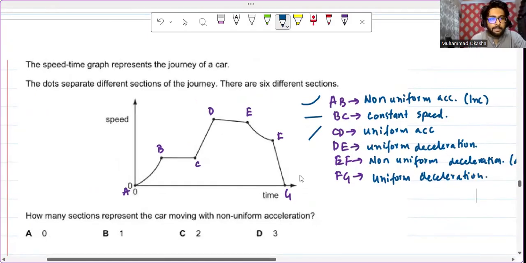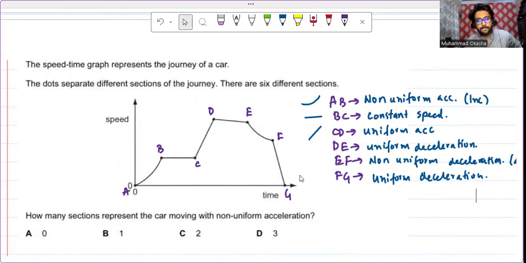Okay, these are very, very important parts of the graph that you need to tell just by looking at the shape. The speed time graph represents the journey of a car. The dots separate the different sections of the journey. There are 6 different sections. How many sections represent the car moving with non-uniform acceleration?